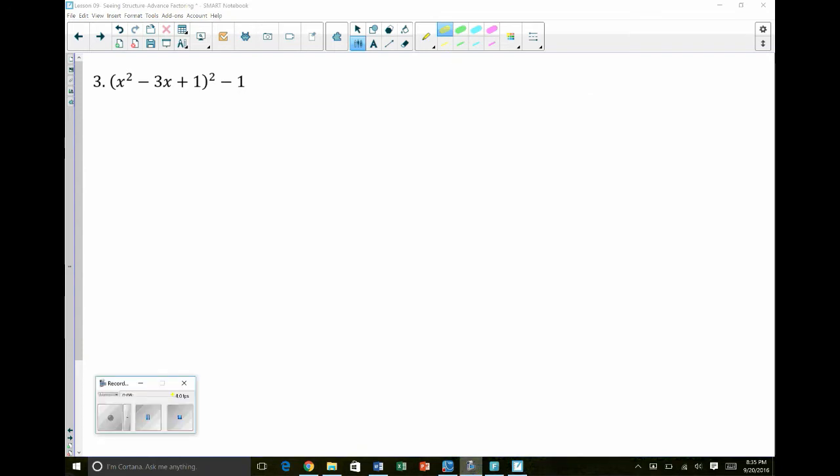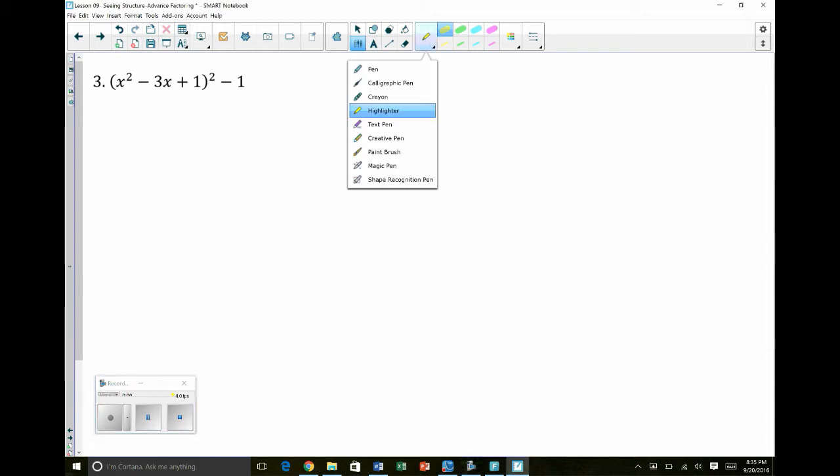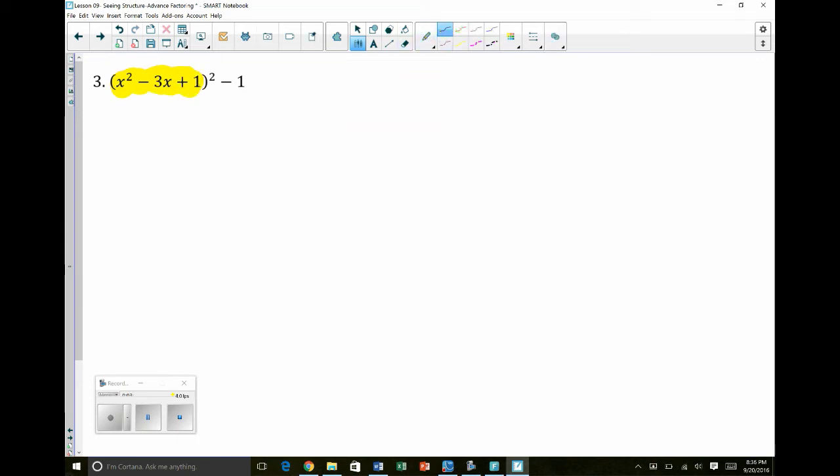Number 3, x squared minus 3x plus 1 squared minus 1. Hopefully you recognize this as the difference of perfect squares. This first thing is something squared minus 1 squared. So this really is n squared minus 1. Well, I know that factors as n plus 1 times n minus 1.